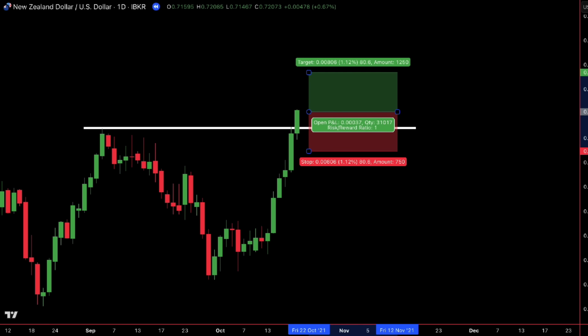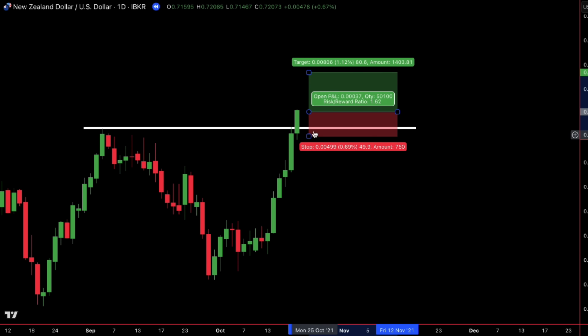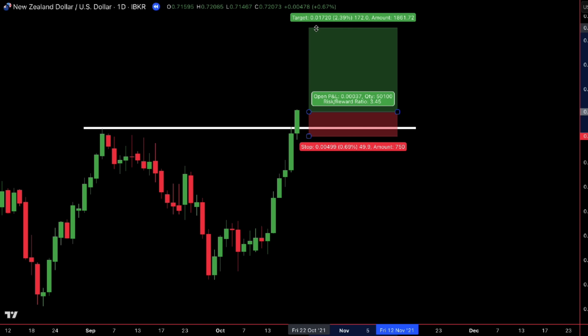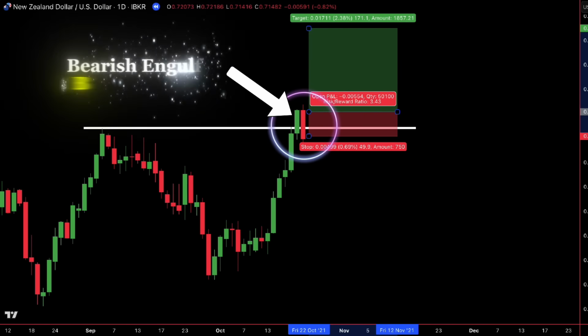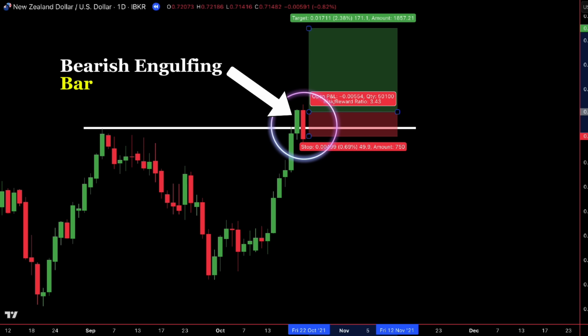They get excited, they place their entry at the breakout, set their stop loss just below the level, and mark their targets higher, expecting the trend to continue. But watch what happens next. Right after the breakout, the market prints a strong bearish candle that completely engulfs the bullish breakout candle.